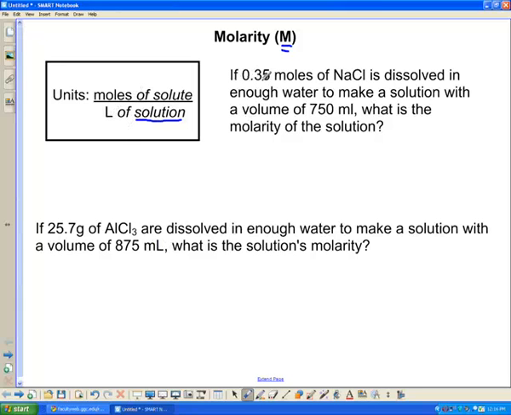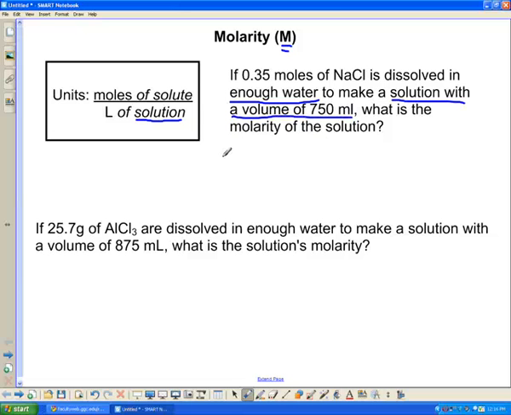So the question reads, if 0.35 moles of sodium chloride is dissolved in enough water, notice it doesn't say an amount here, it just says enough water to make a solution with a volume of 750 mL, what's the molarity of the solution? So the one thing you should be able to understand is, I can't figure out a volume of my solvent because the question doesn't tell me. But it does tell me a volume of the solution. So that's my solution volume.